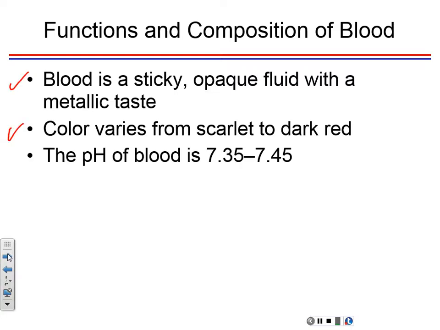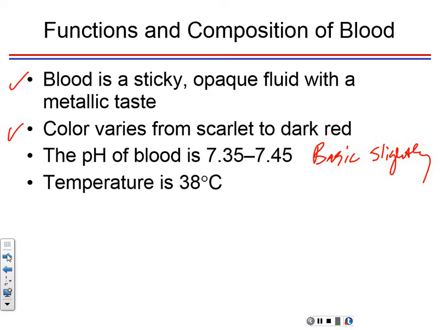So the pH is about 7.35. It's really neutral, bordering on basic, because neutral is 7. Anything above 7 is basic and anything below 7 is acidic. So it's ever so slightly basic, from our pH in chemistry and so forth. So 7.35 to 7.45.